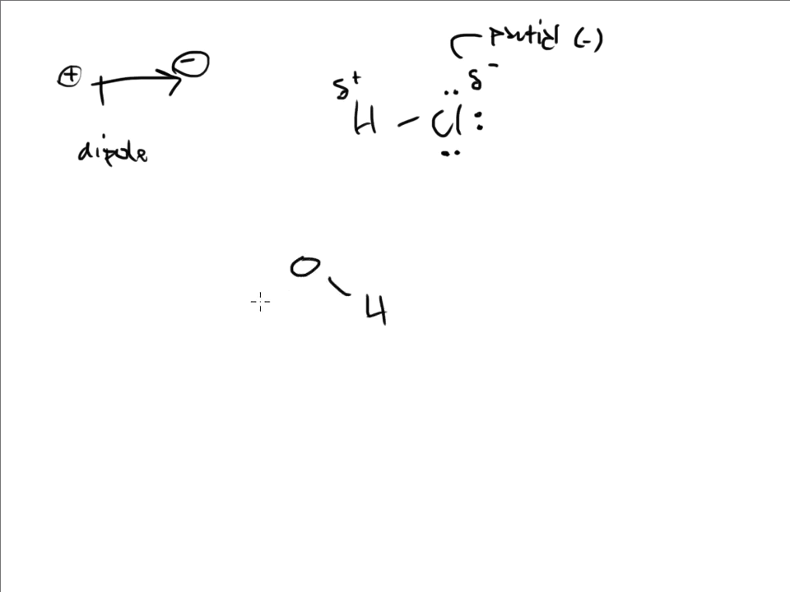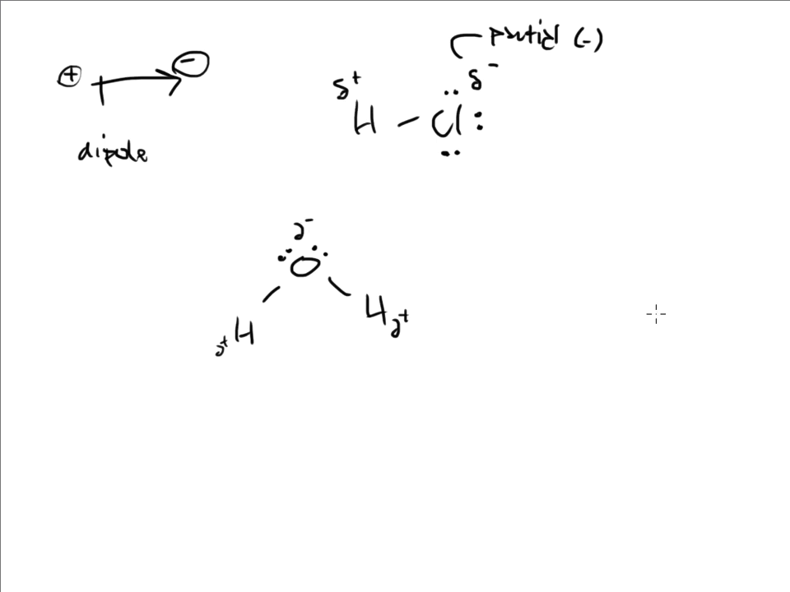We also did oxygen, or water, with the oxygen here, and we said that oxygen was bent and it had two pairs of electrons. So there's the structure for H2O. We can do the same thing here. This one is slightly positive, this one is slightly positive, and this one up here is slightly negative, because that's where my electrons are going to be.